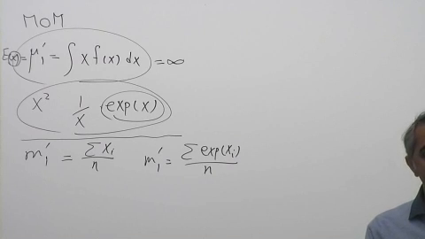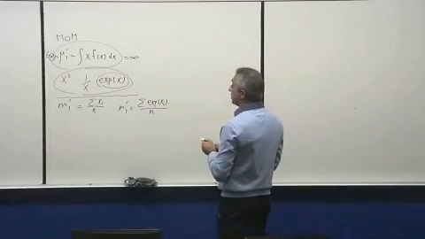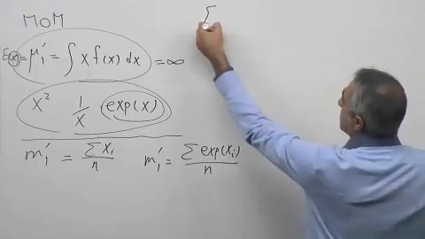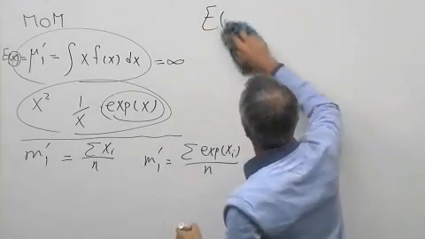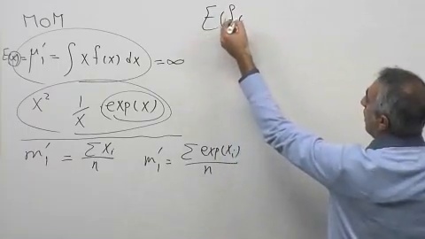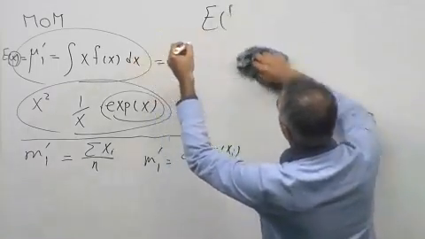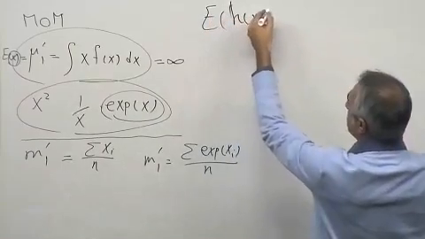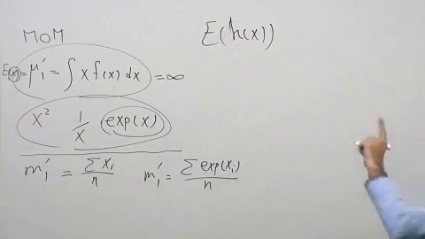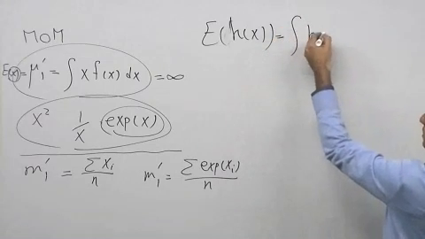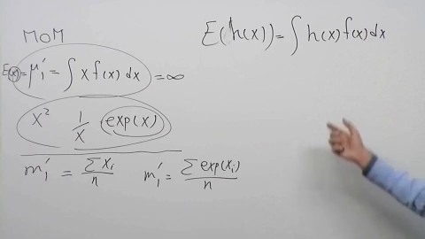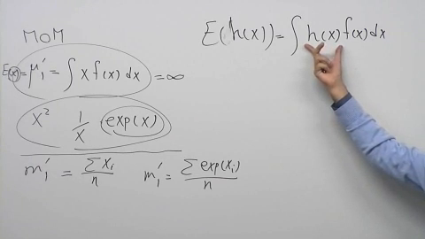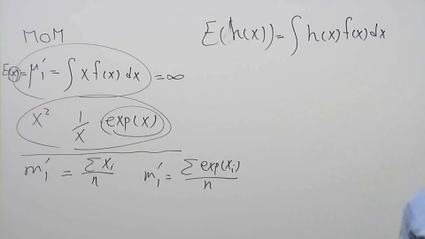Do you need to do the transformation inside the PDF too? No, not the PDF. That's the definition or property of expected value. Let's define an h function, any h function. The expected value of h of x is defined by this integral, so you just replace x with h of x and do the integration.